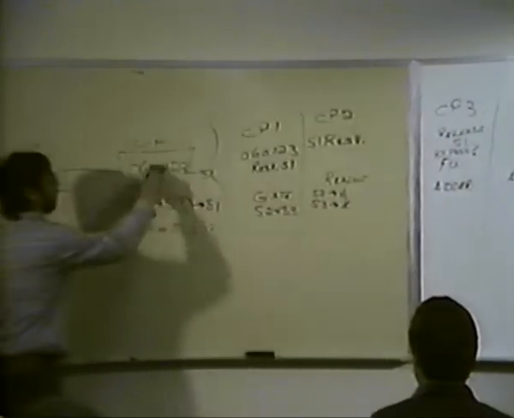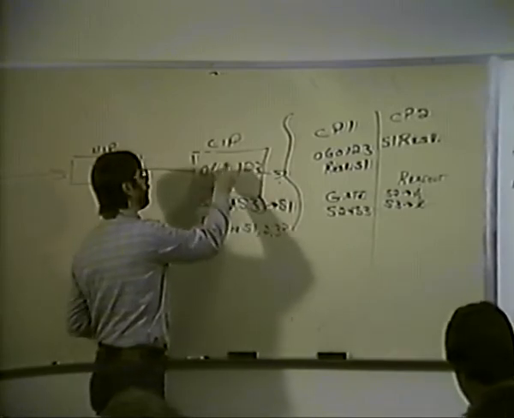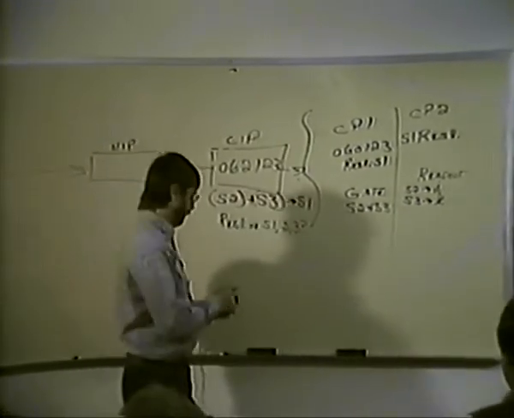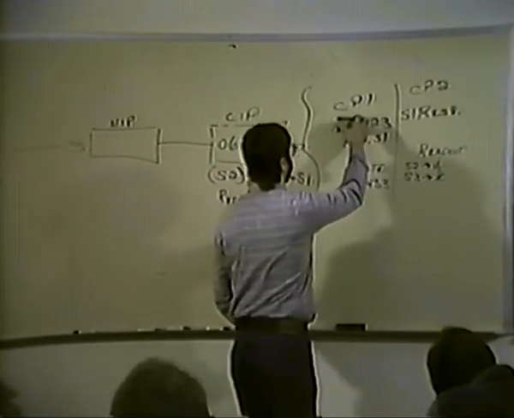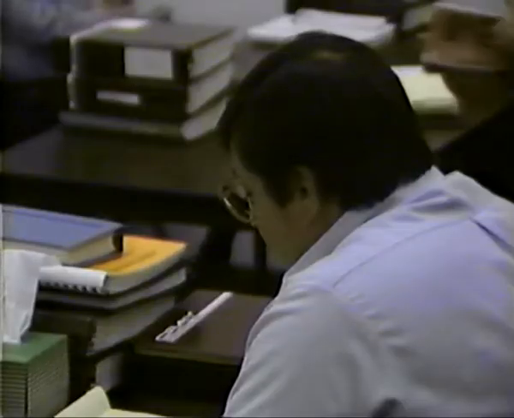62, huh? Well, let's put a 62 instruction here. 062, 1, 2, 3. Well, this should be easy to do. Let's save some of this stuff. There.